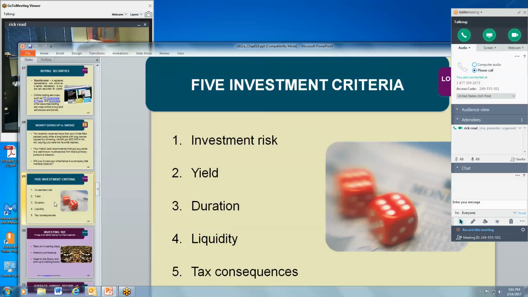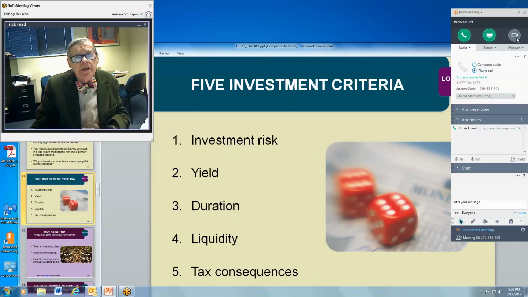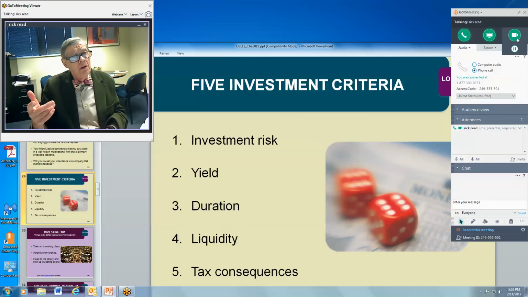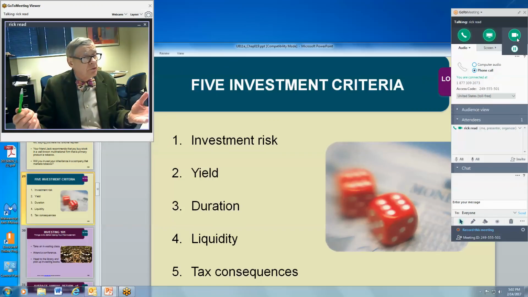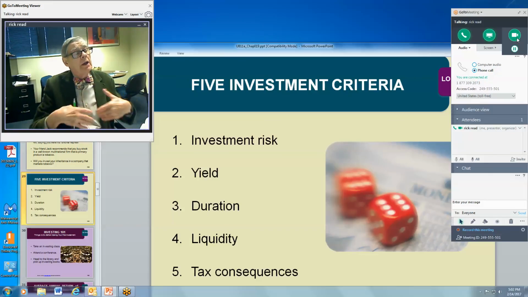Now, this particular slide, and by the way, we're going to talk about this a little bit more next week in risk when we do the bonus chapters. These are the criteria for investment. The risk of the investment, we'll talk about that. How much you're going to get back, how long you have to hold it, for instance, if you're buying a bond. Liquidity means how quickly it can be turned over into cash, and what the tax consequences are.